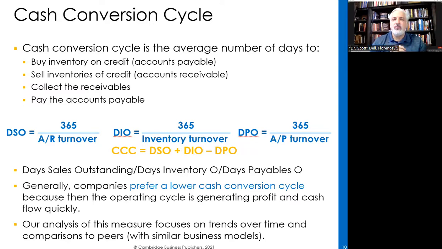But they actually should make sense because we're buying stuff. And if you notice the description here, cash conversion cycle, average number of days to buy inventory on credit. That's the payable side. Sell the inventories on credit, accounts receivable, and then collect the receivables and ultimately pay the accounts payable. So we're taking the payables, the inventory, the receivables, and taking all of those into account when we're calculating these ratios.